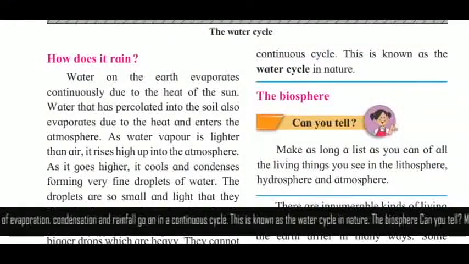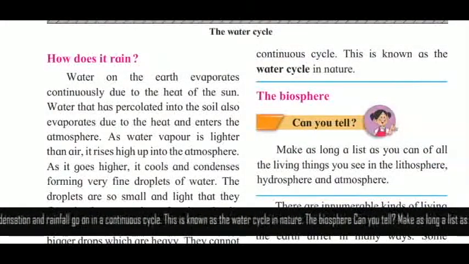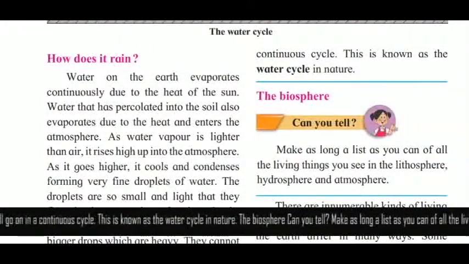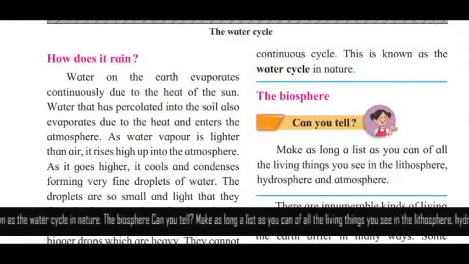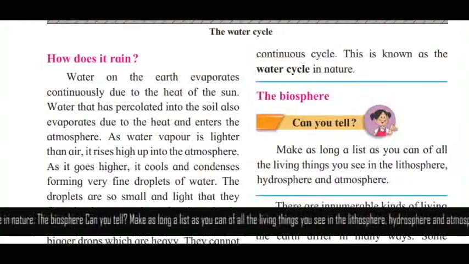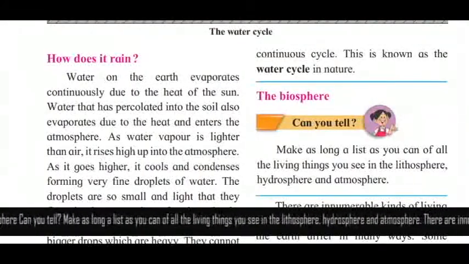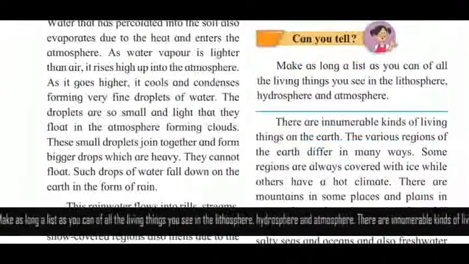This rainwater flows into rills, streams, rivers and finally into the sea. Ice in the snow-covered regions also melts due to the heat of the sun to finally flow into rivers. These processes of evaporation, condensation and rainfall go on in a continuous cycle. This is known as the water cycle in nature.